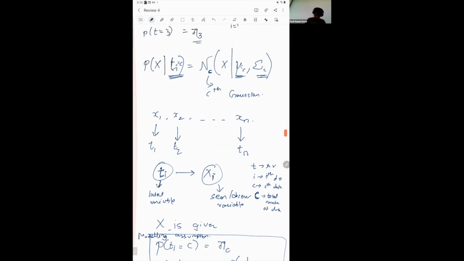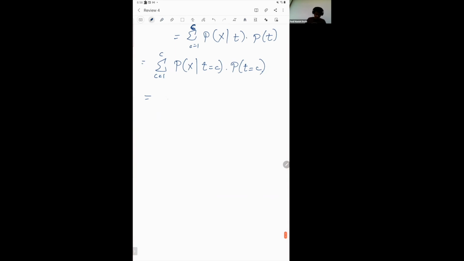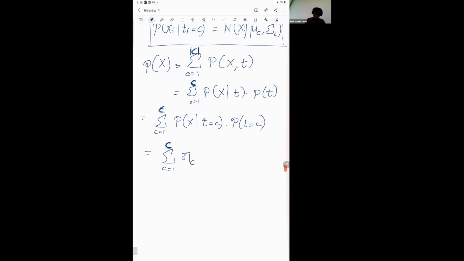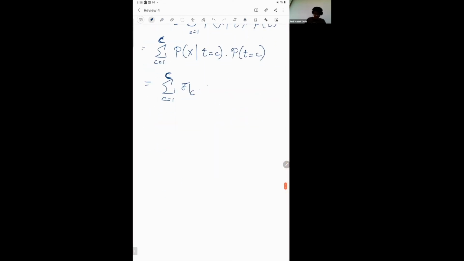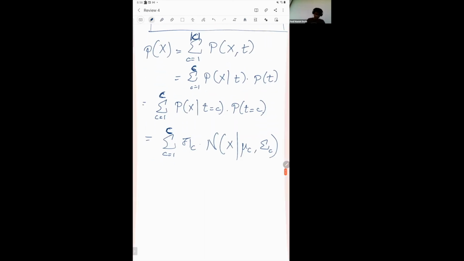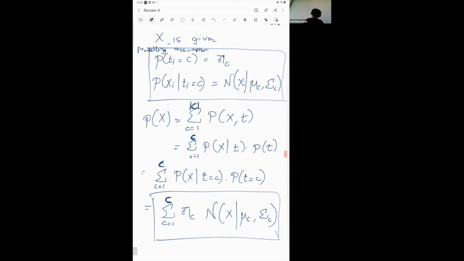And we know P of t given c, for a Gaussian mixture model, this would come out to be P of t equals c, simply pi c, and the probability of x given t equals c we know as a Gaussian. So this is the probability of x. And now what we would want to do is get its likelihood.